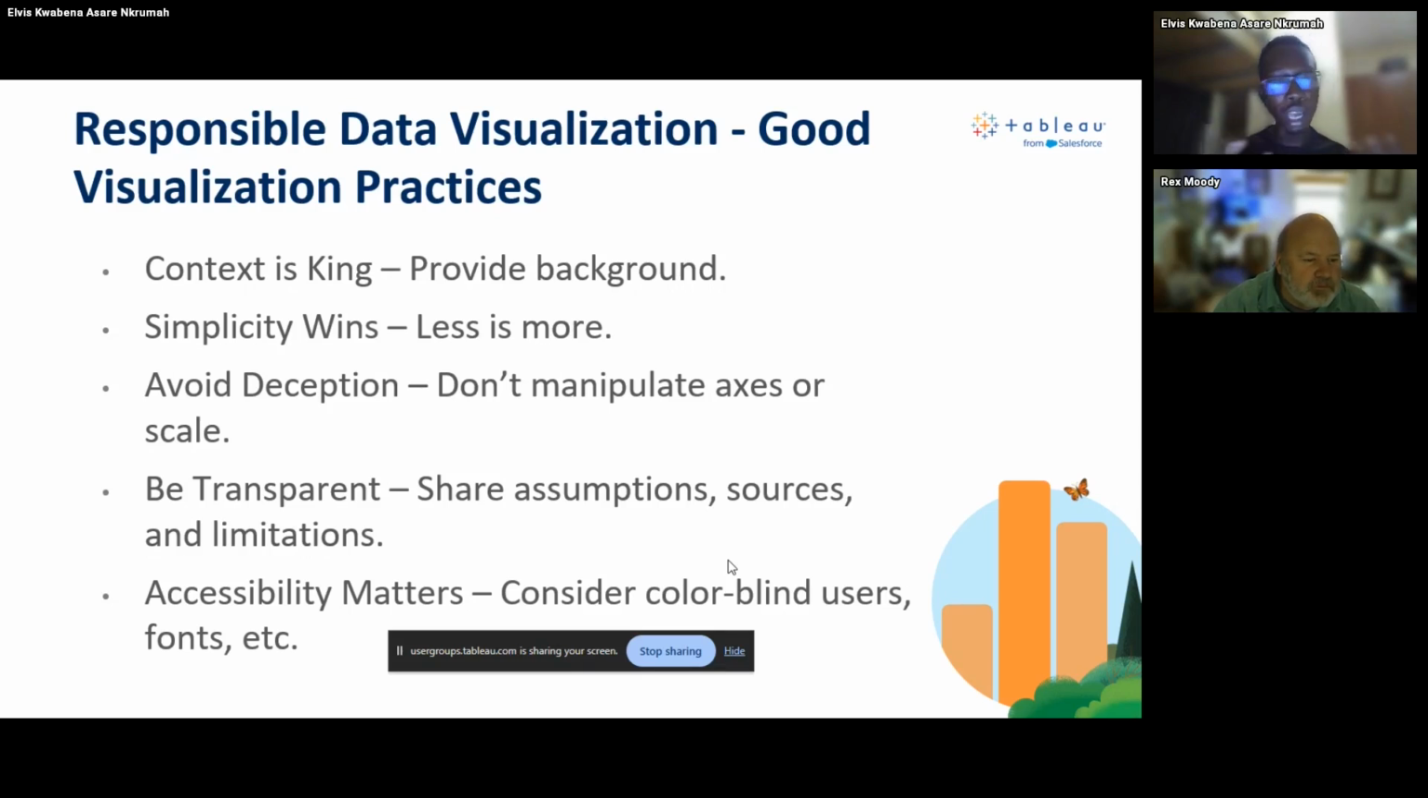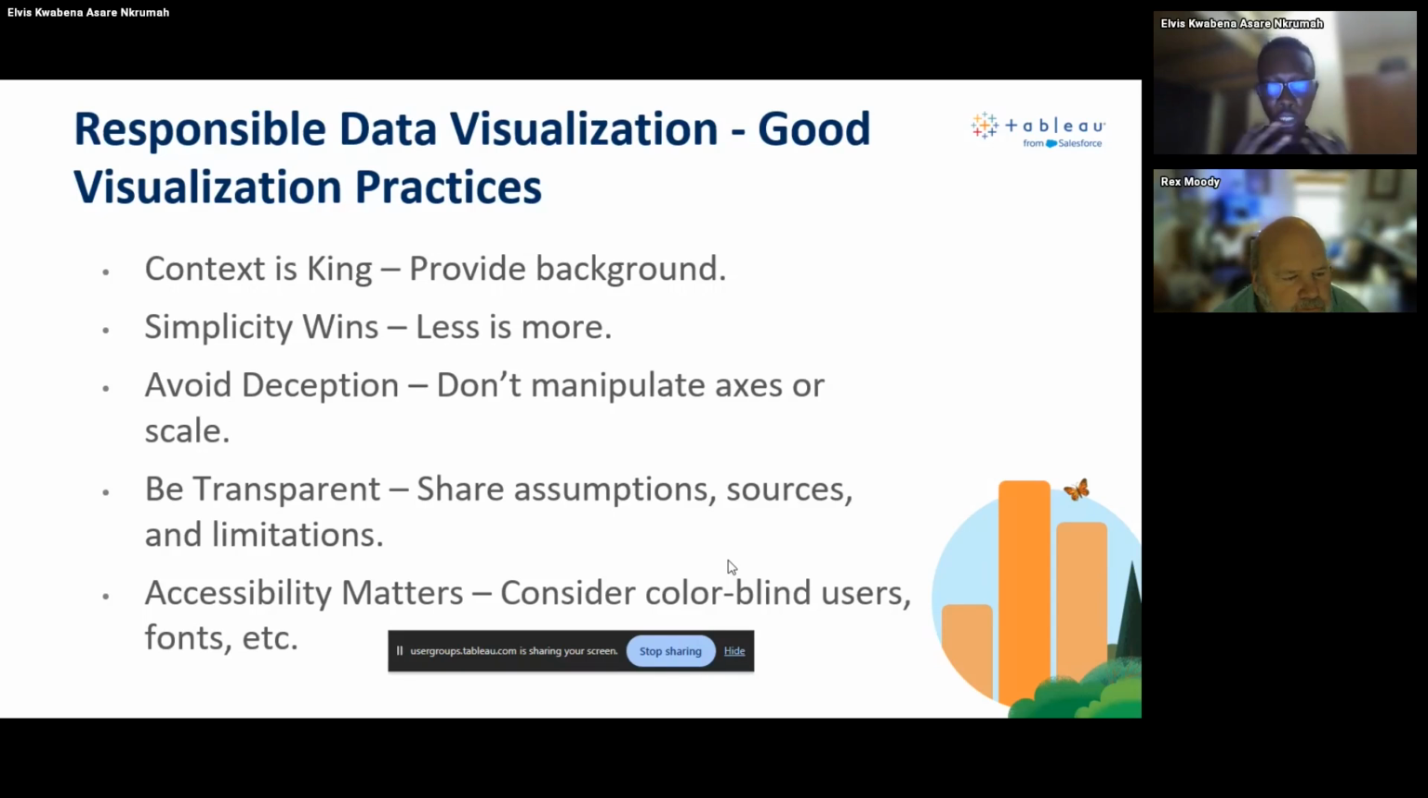Also, we should avoid deception, no manipulation of axes, and even if axes are being truncated, the method of truncation or the method which was used to transform the data is indicated so that people are able to interpret it in a better sense.